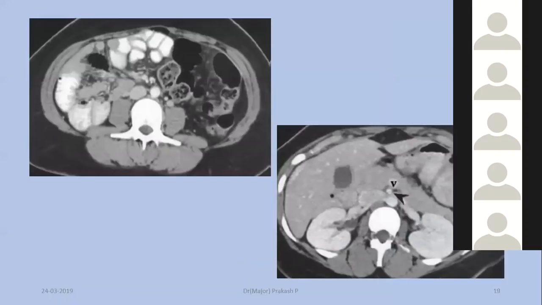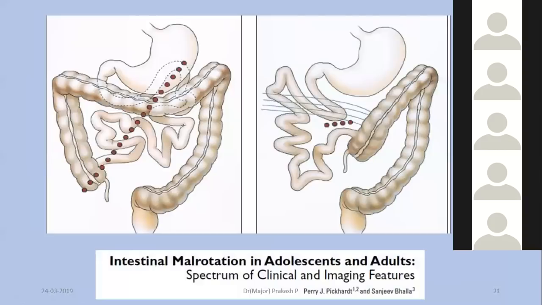Okay, the CT representing the same SMA-SMV relationship which I wanted to highlight. Since most of you have arrived at a diagnosis, the CT may not be yielding much more information than what you have already done. There's a very good article which I am just mentioning here: Intestinal malrotation in adolescents and adults, a spectrum and clinical imaging, by Dr. Perry J. Picard and Sanjeev Bala. Anybody who has not read this article, I recommend that you read it.